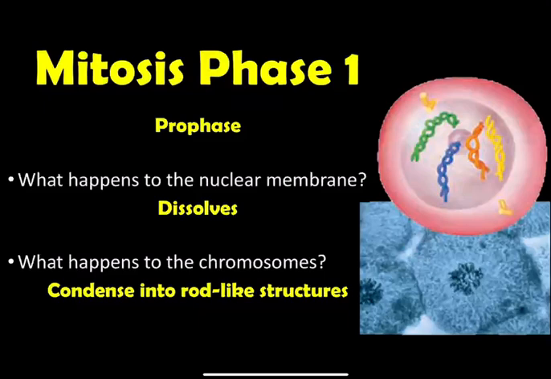those phases. Phase 1 is what we call prophase, and during this phase, the nuclear membrane that contains all of the DNA and chromosomes dissolves, and the chromosomes start to condense into these rod-like structures. You can see an example of this to the right of your screen. There's a cartoon version and a real depiction in the bottom picture.